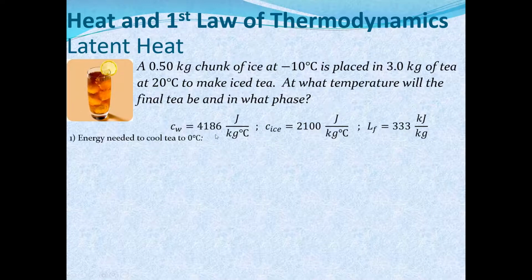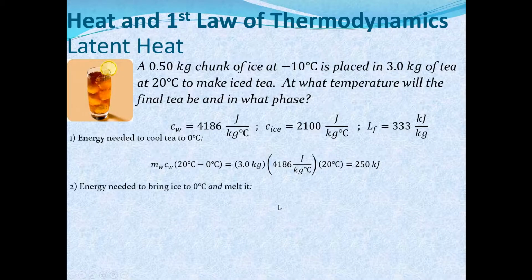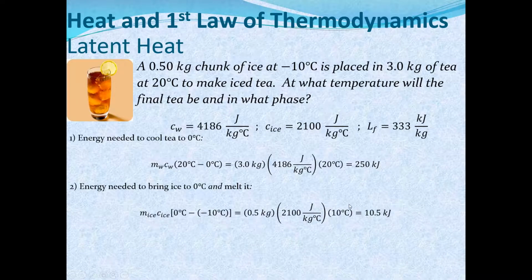So first, let's see how much energy is required to cool the tea to 0 degrees. Using the mc delta T equation, we plug the numbers in with the T values and we get 250 kilojoules. That's how much energy it takes just to bring it to 0 degrees, not to freeze it, just to bring it to the freezing point. Now let's look at the ice. How much energy is needed to bring the ice to 0 degrees? Using mc delta T, we get 10.5 kilojoules.